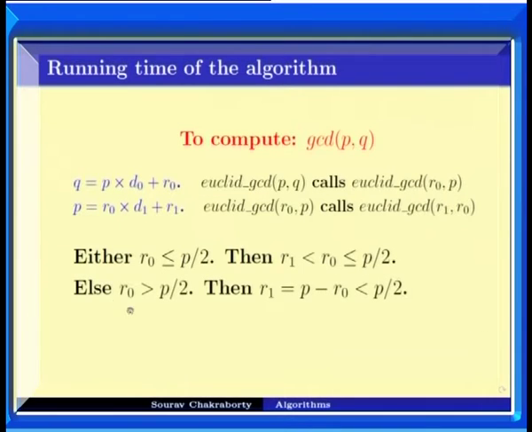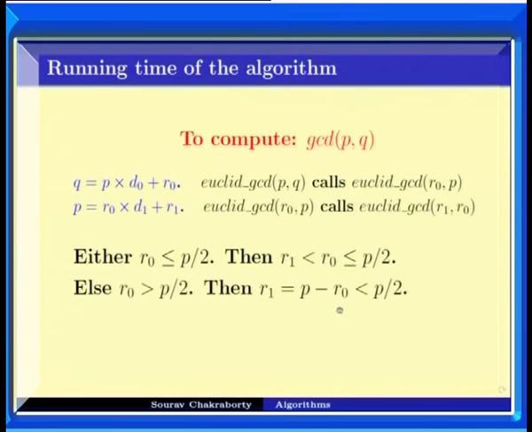Okay. If not, that means if R0 is not less than or equal to P by 2, then what happens? In that case R0 is strictly more than P by 2. If R0 is strictly more than P by 2, then look at this second line here. What does it say? Then P must be equal to R0 times some integer plus R1. Now R0 is more than P by 2. So can D1 be equal to 2 or higher? No, because if I put D1 equal to 2, 2 times R0 is already greater than P. So this will become a negative integer, which is not good for us. So you must have P equal to R0 times 1 plus R1.